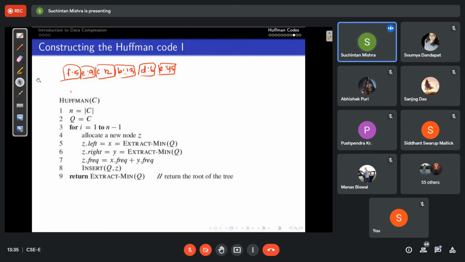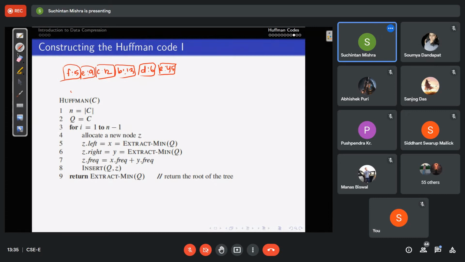Okay. So yes, now I have taken the symbols and their frequencies. Now we have also arranged them according to their increasing order of frequencies. Why? Because we are placing them in a min priority queue. Now let us follow the steps.